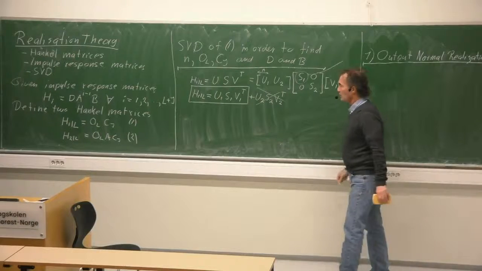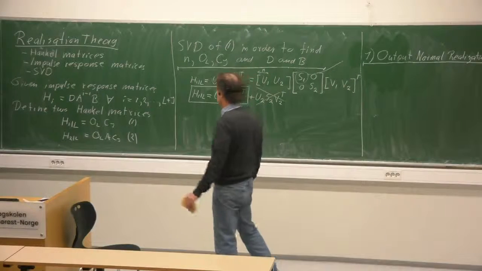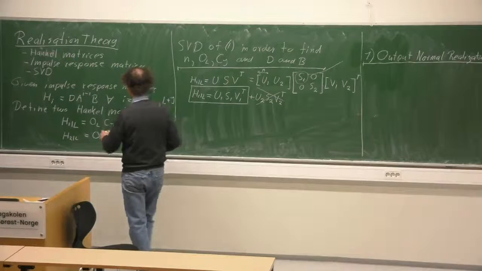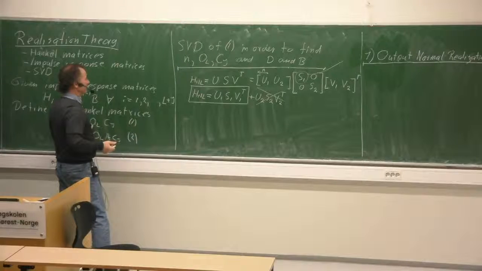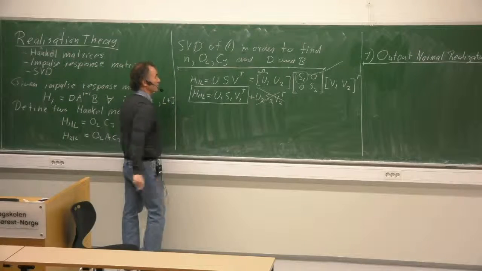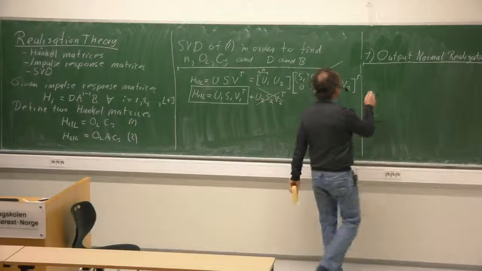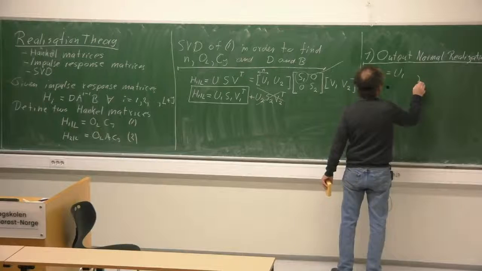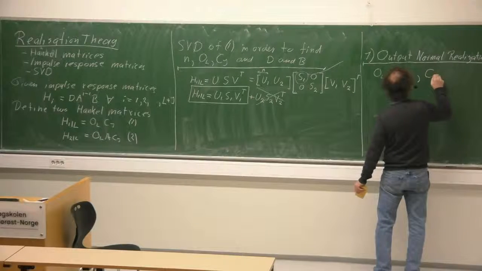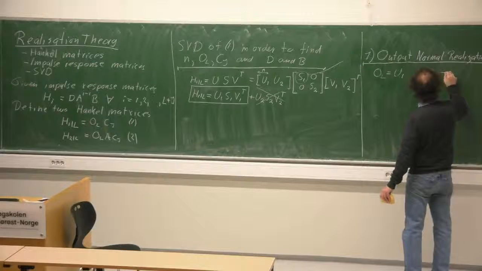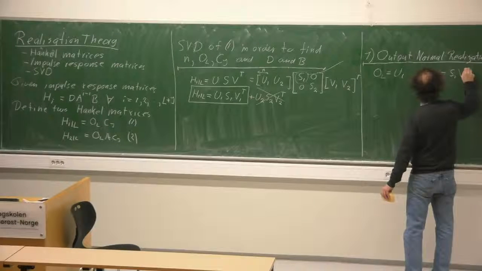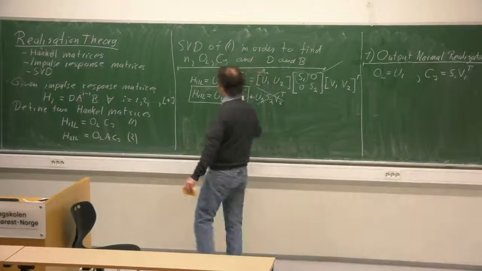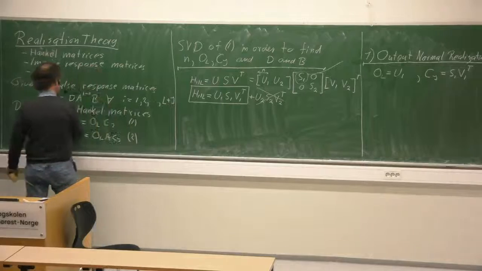They will give the same quality of the resulting model. The difference is a scaling factor. For instance, we can choose the observability matrix to be equal to U1, and then we have to choose the controllability matrix equal to S1 V1 transpose in order for this one to be similar to this one.